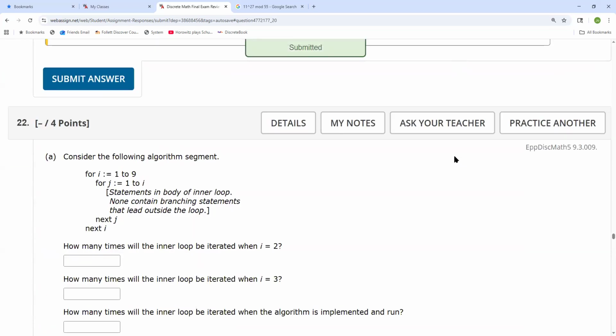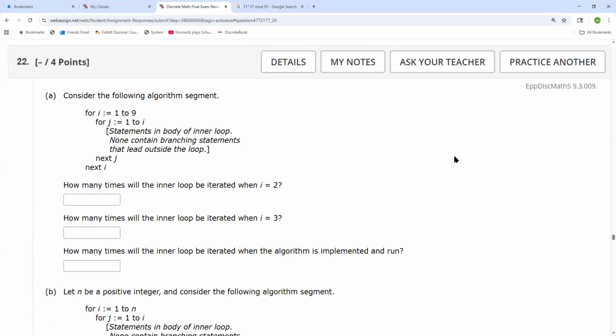Perfect. Okay, now let's do this one. Consider the following algorithm segment: for I equals 1 to 9, for j equals 1 to I. So notice the first loop has constants just like the last problem did. It runs 9 times. It runs when I equals 1, 2, 3, 4, 5, 6, 7, 8, 9, and then that's it. But the inner loop, though, has a variable in it. It runs only from 1 through I. So let's answer these questions it asks. It's actually just trying to get you to think about it mentally.